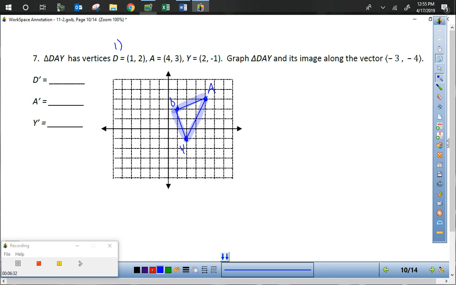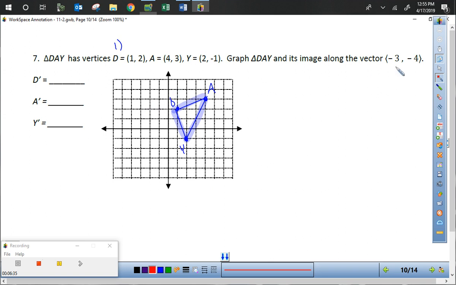Alright, step 2 is we're going to find the image points. Because we don't have a line of reflection here, we're skipping straight to the next thing. Now there are 2 different ways to do this. We can do it graphically or we can do it algebraically. We're going to do both just so we can compare our answers to make sure it comes out to the same thing. It's kind of a way to check ourselves.